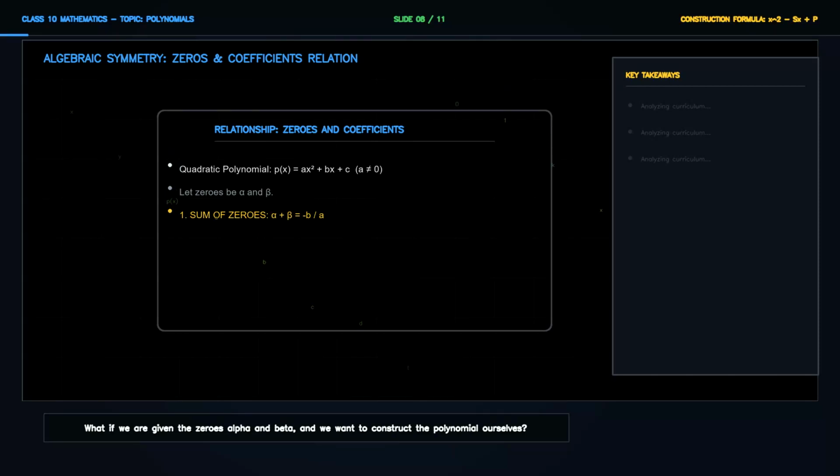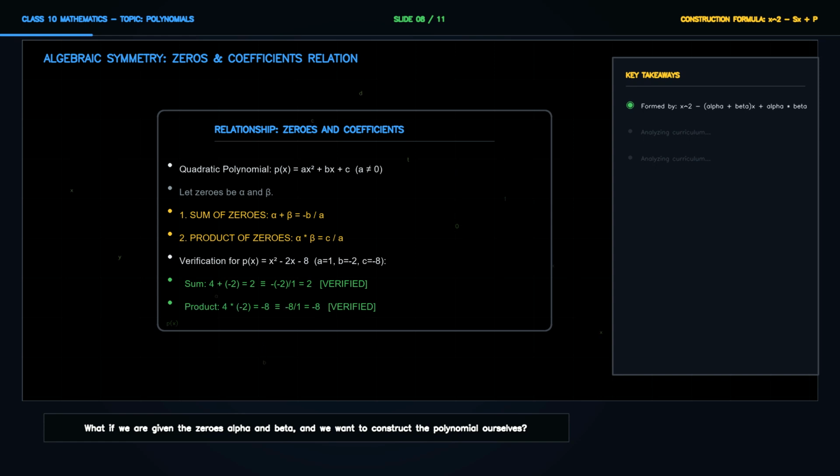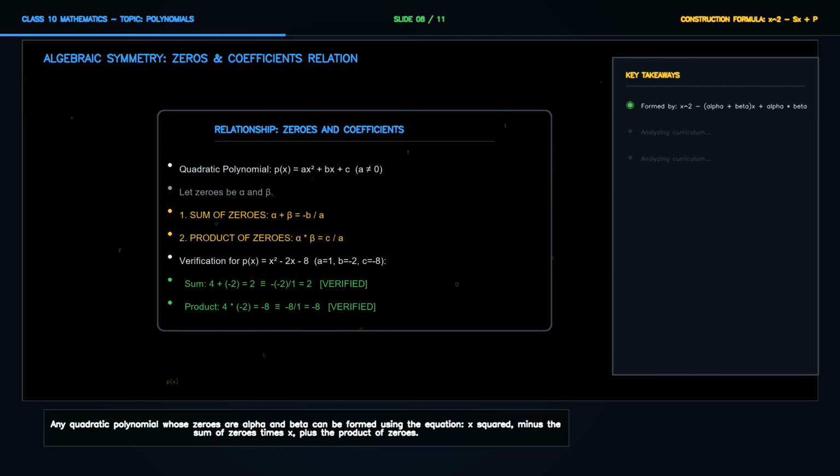What if we are given the zeros alpha and beta, and we want to construct the polynomial ourselves? Algebra provides an elegant formulation. Any quadratic polynomial whose zeros are alpha and beta can be formed using the equation x squared minus the sum of zeros times x plus the product of zeros. Mathematically, this is written as x squared minus the quantity alpha plus beta times x plus alpha times beta, all scaled by a constant k.